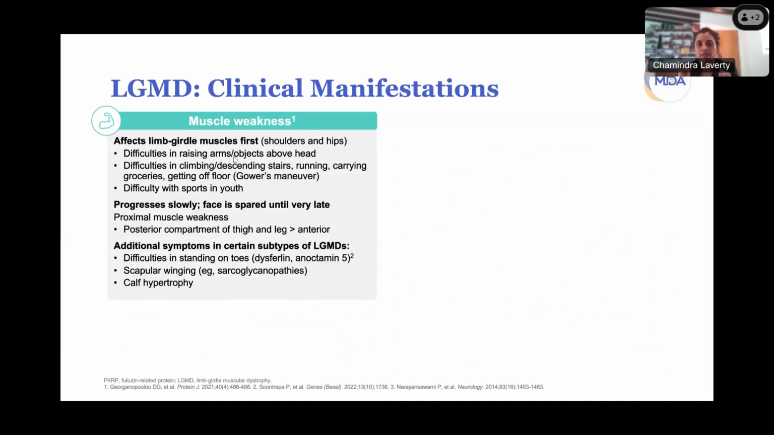They have difficulty raising their arms above their head, like getting a full jug of milk from a top shelf of a refrigerator and bringing it down, or even putting it back up. They have difficulty raising their arms above their head to perhaps do their hair, blow dry it, or even wash it. They have difficulty climbing up and down stairs. You actually require more quad strength to climb downstairs than you do upstairs. Running, carrying groceries, getting up off the floor becomes more and more difficult with time in limb-girdle muscular dystrophy as a whole.